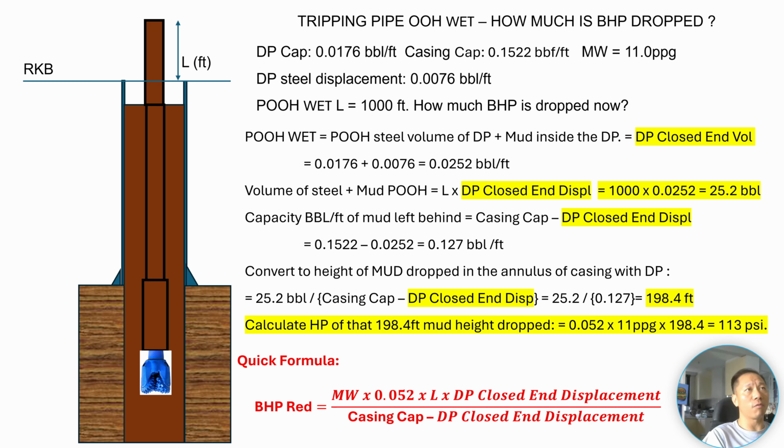You can plug in all of those figures above in this short and quick formula here. You take mud weight times 0.052 times the length of wet pipe times the closed end displacement of drill pipe, divided by the casing capacity deducting the drill pipe closed end displacement.